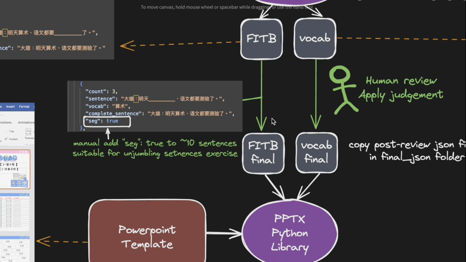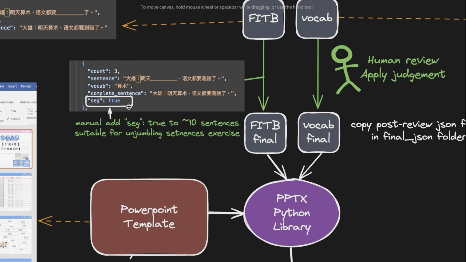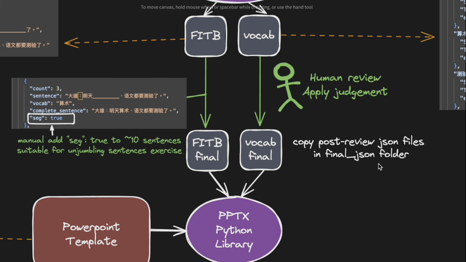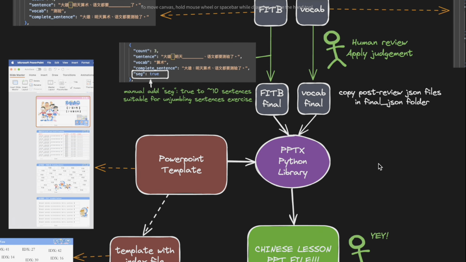So here, instead of trying to use AI to do it, which would be kind of complicated, we just have the human go into the FITB file and add this thing seg:true to around 10 sentences in the document where we want to use for the unjumbling sentences exercise. All right, so after these files are ready, we're ready to create the deck.